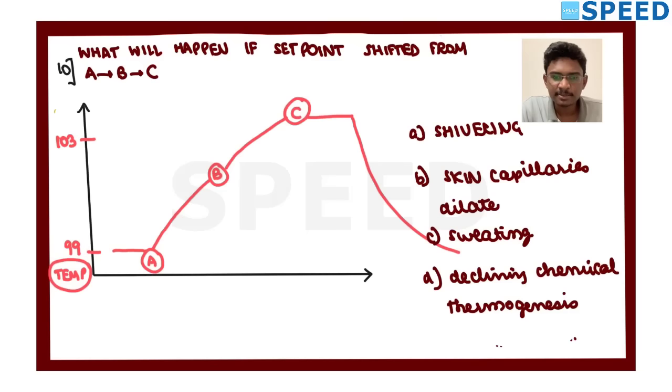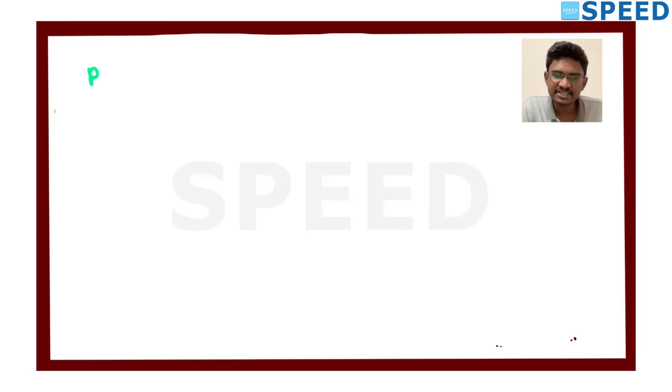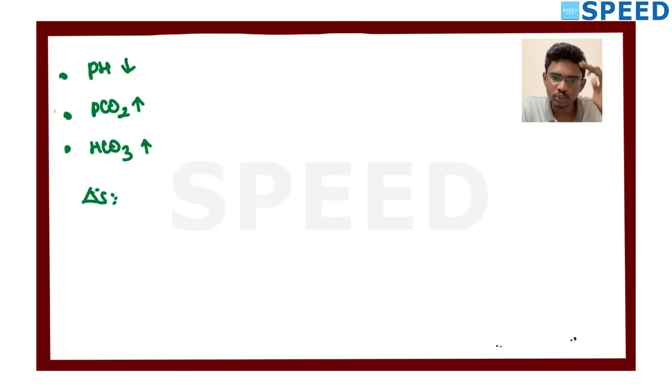Next, an ABG: they have simply asked, pH is low, PCO2 is high, bicarb is high. What is the diagnosis? pH is low, so acidosis, and PCO2 is high, carbonic acid is high, so respiratory acidosis.